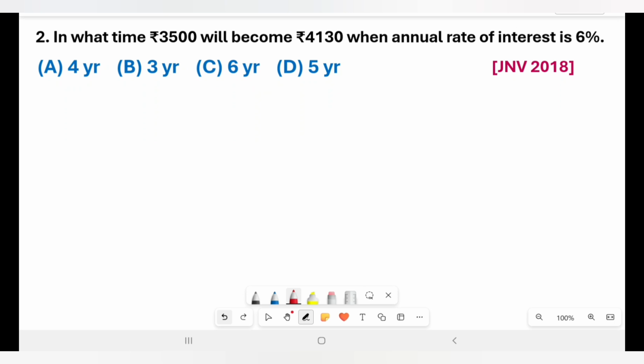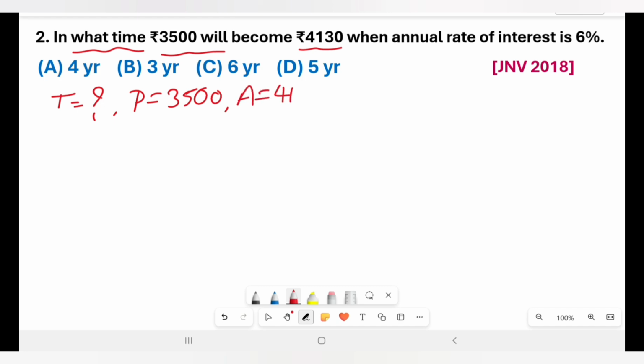Hello everyone, in this question, in what time means we have to find out the T value. So 3,500 will become 4,130, meaning the initial value, the principal, is 3,500 rupees, and this 4,130 is the amount. The annual rate of interest is 6 percent, that is rate of interest 6.